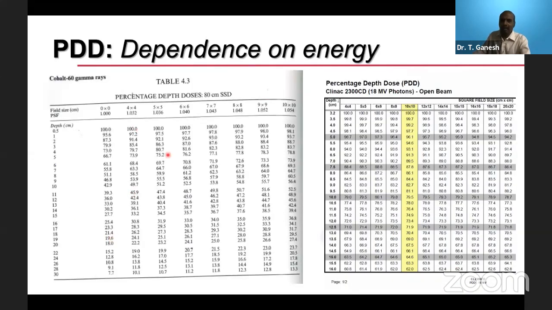Now, these are the percentage depth doses for cobalt 60, and percentage depth doses for 18 MV photon beam for different field sizes. And you can see here the PDDs are noted down for square fields. Fine.